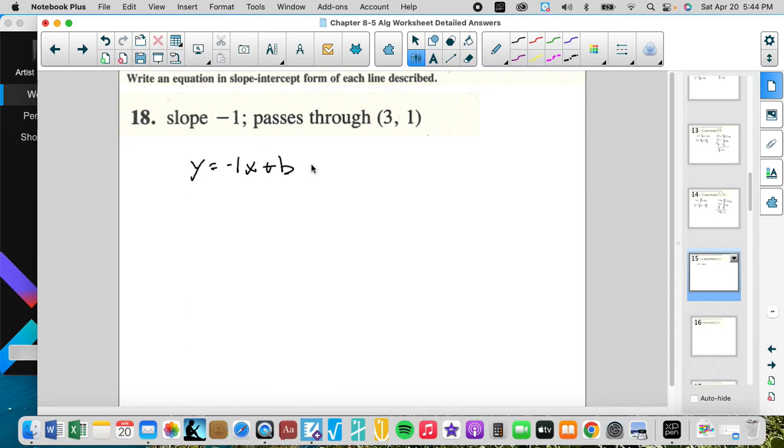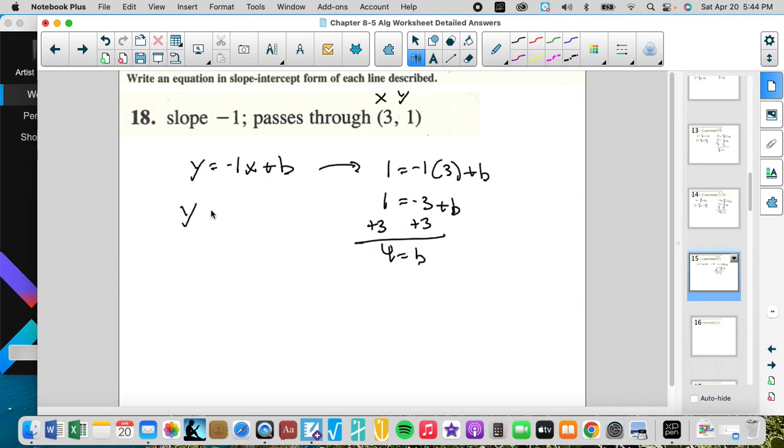Plus b. Typically we're not going to write negative 1, but because this isn't my final answer, I'm just going to write that so I can visualize the plugging in and the solving. So negative 3 plus b, add 3, add 3. We get 4 equals b.